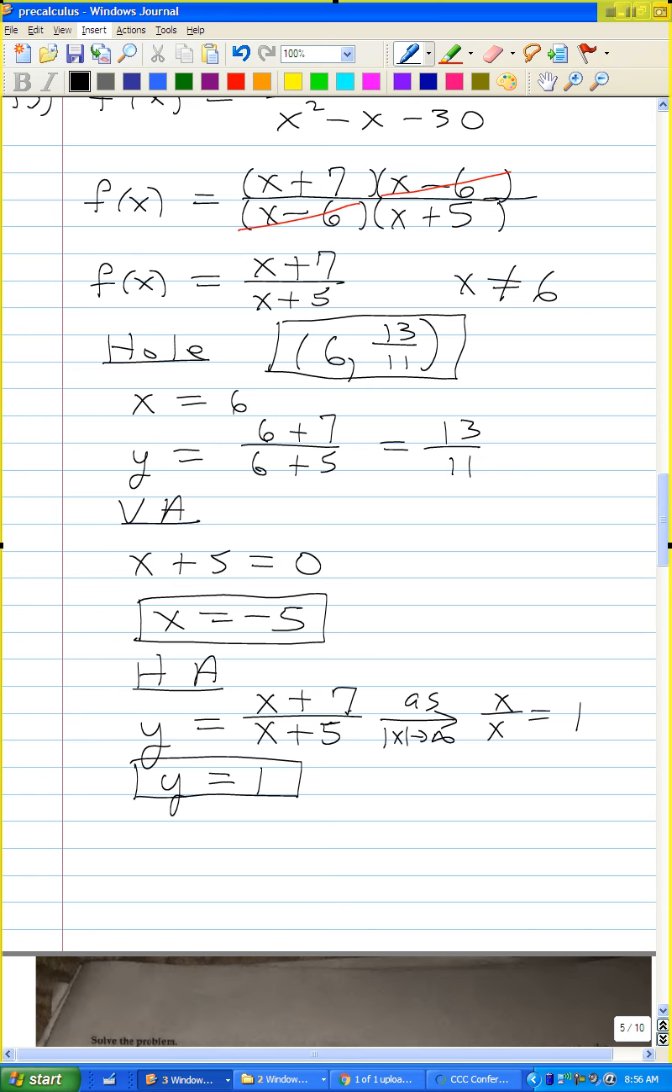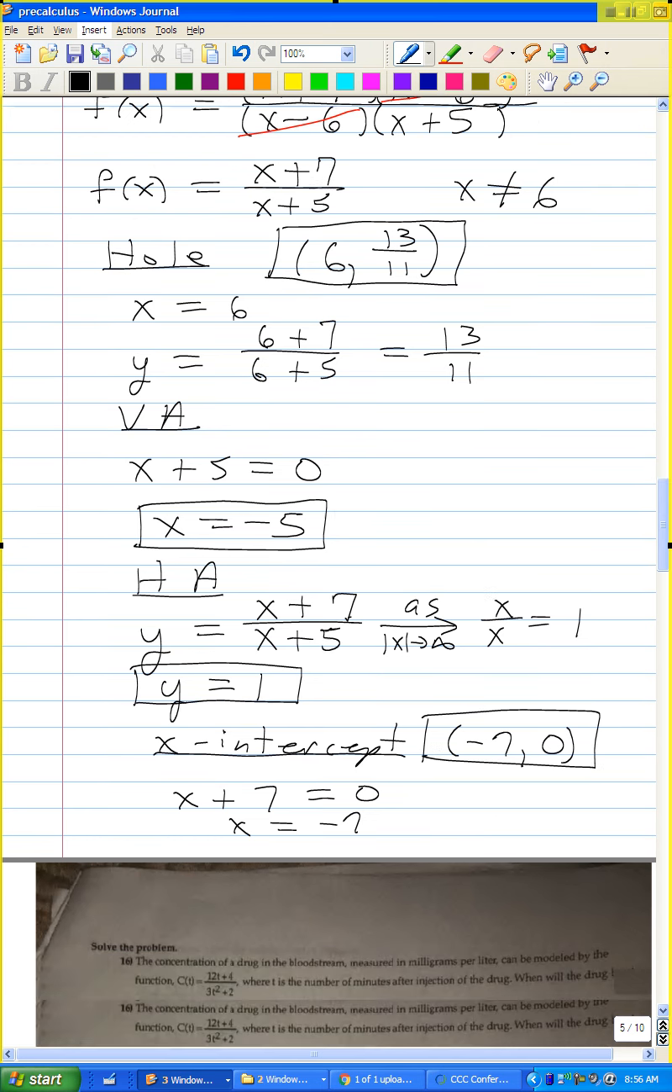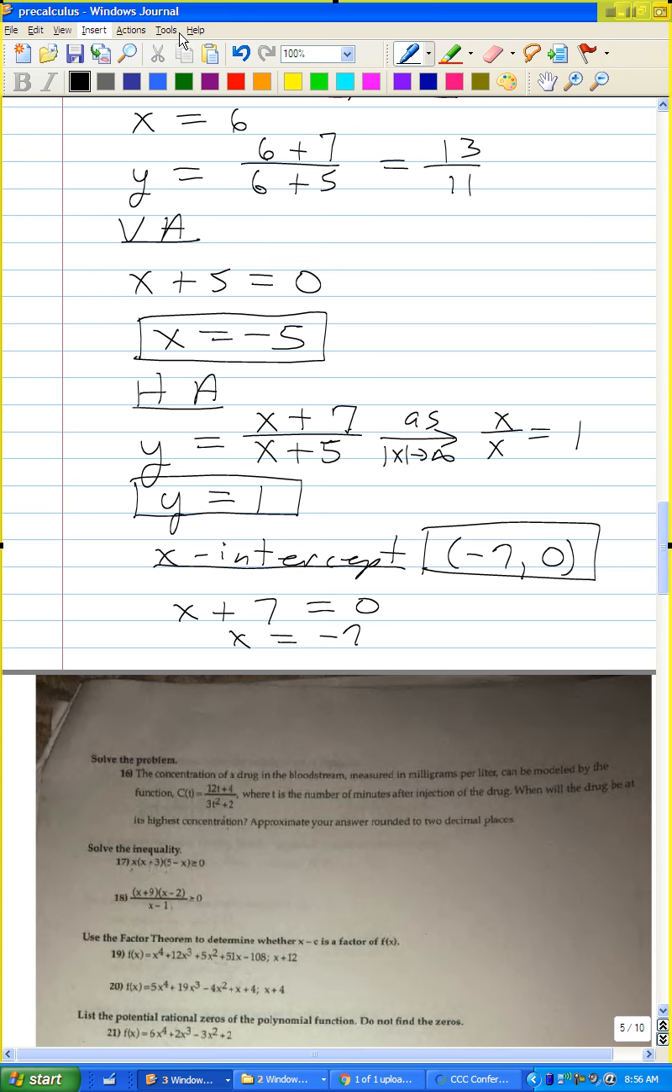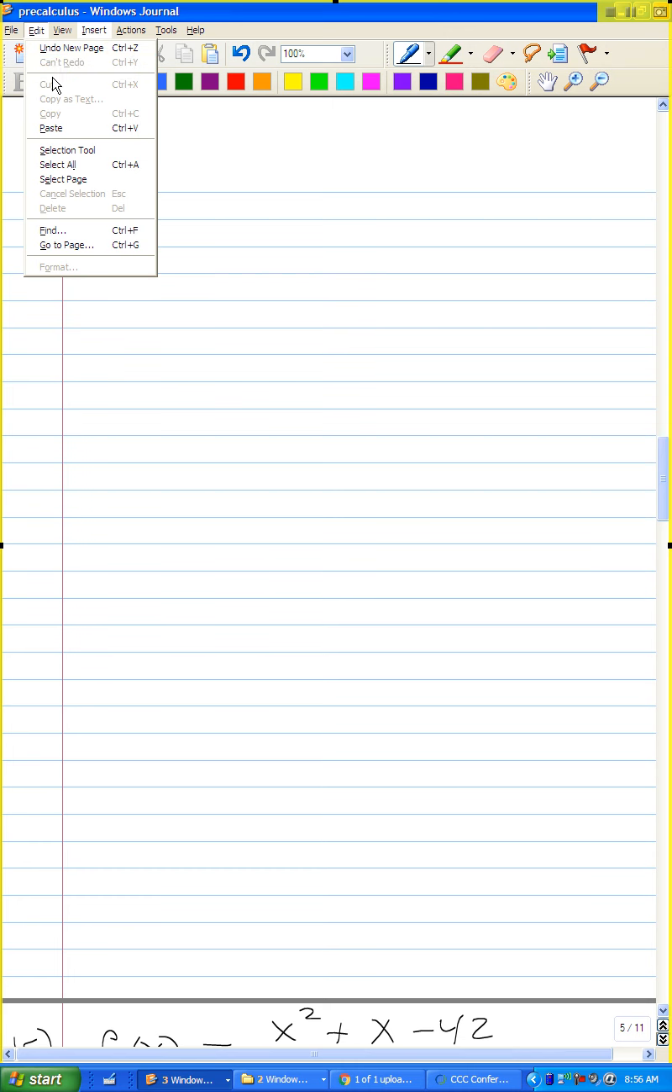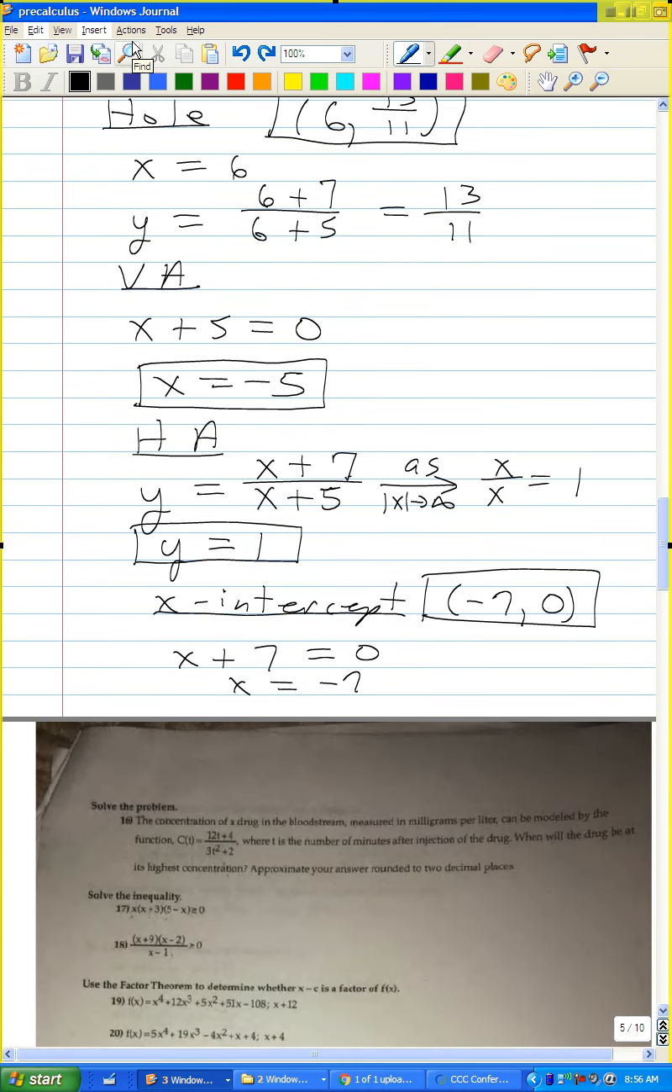I guess let's look for the x-intercept. Found by setting the numerator to 0. And so I have x equal negative 7. And lastly, I guess I'm running out of space already. These are bigger problems. Let's go further down.